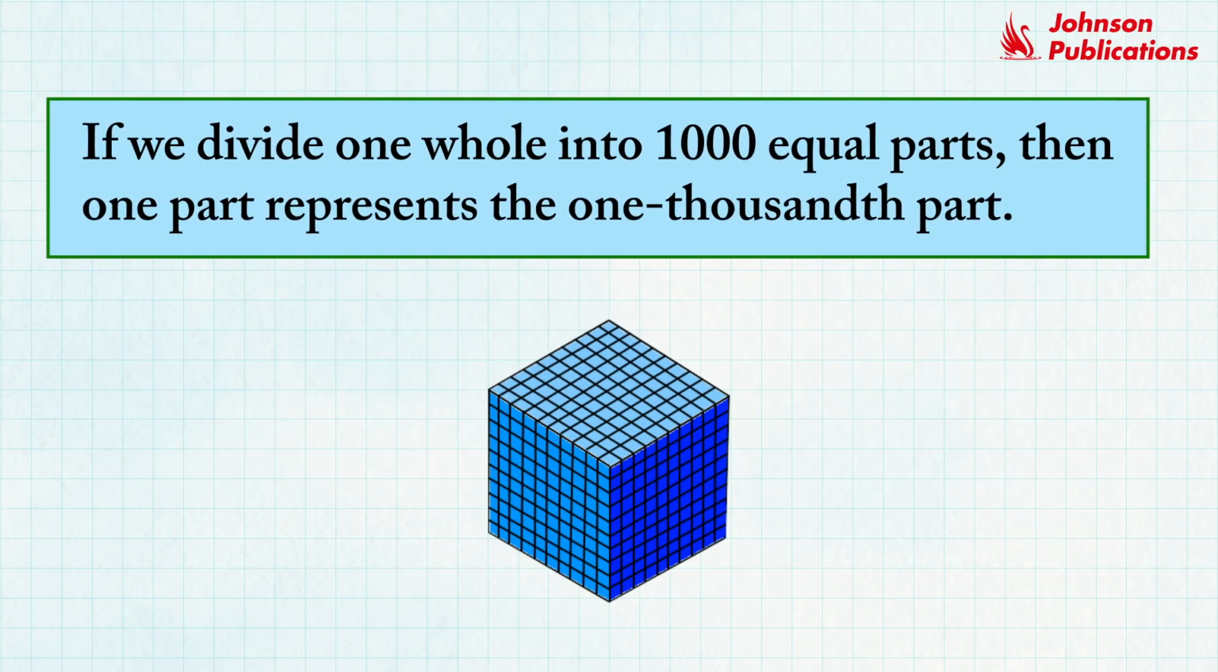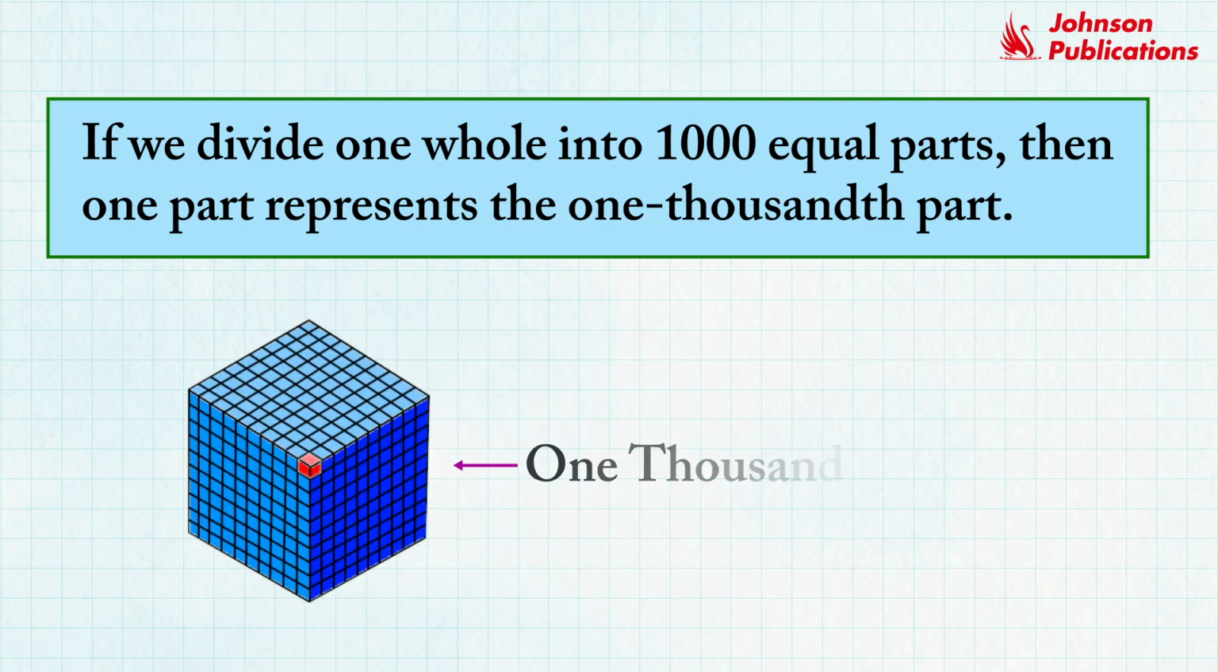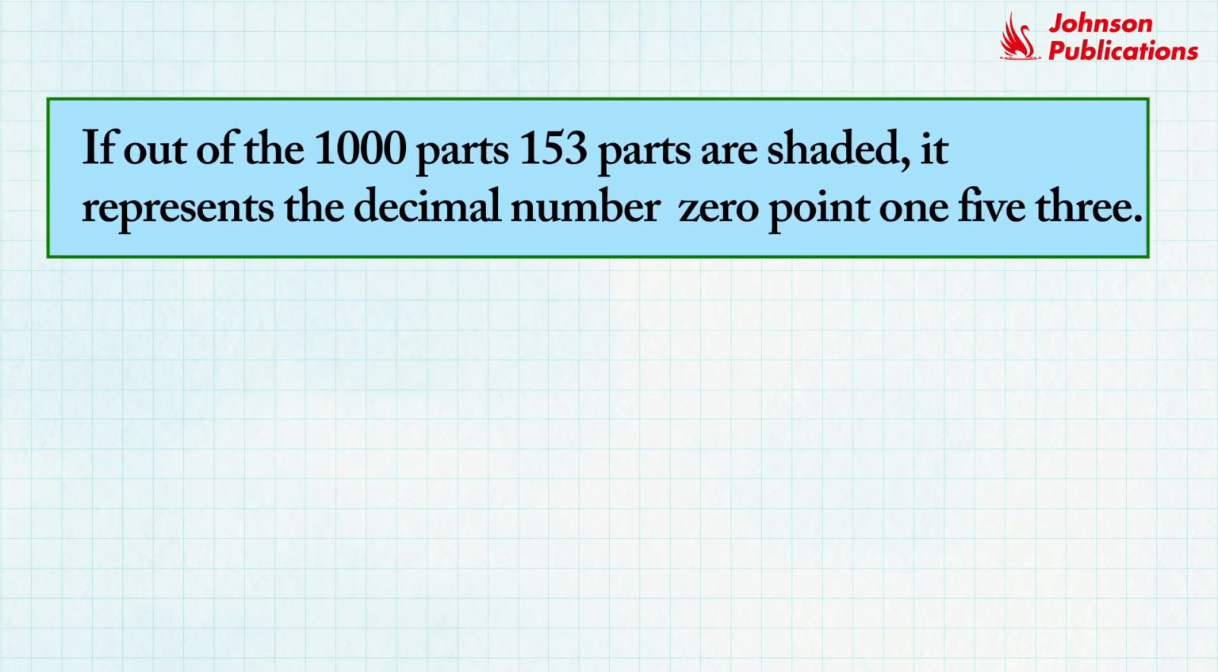Thousandths. If we divide one whole into 1000 equal parts, then one part represents the 1000th part. If out of the 1000 parts 153 parts are shaded, it represents the decimal number 0.153.